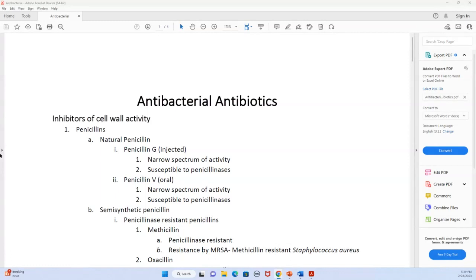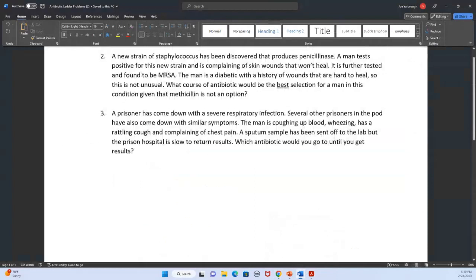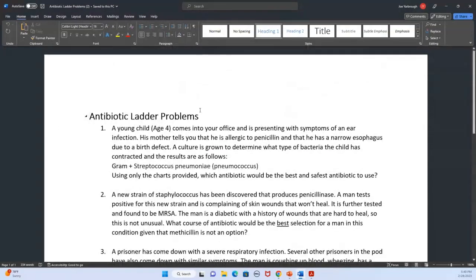All right, guys. So what we did last time was look at our antibiotics and try to determine which antibiotic we would choose for a particular issue. Our first issue is this young child, age 4, who comes into your office presenting with symptoms of an ear infection. His mother tells you he's allergic to penicillin. He has a narrow esophagus due to a birth defect.